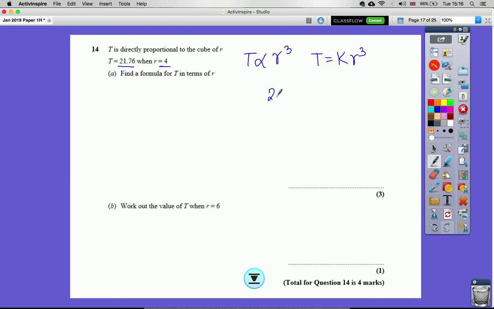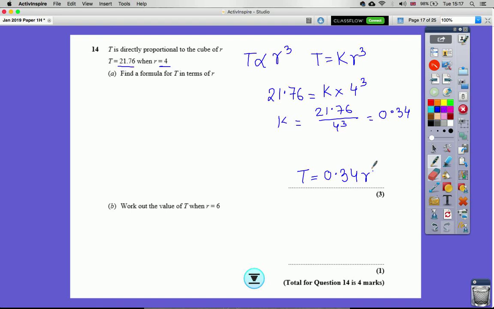So I'm going to do 21.76 is equal to K times 4 cubed. So K is going to be 21.76 over 4 cubed, which is going to give you 0.34. That's the value of K. So your formula is going to be T is equal to 0.34 R cubed. Now work out the value of T when R is equal to 6.